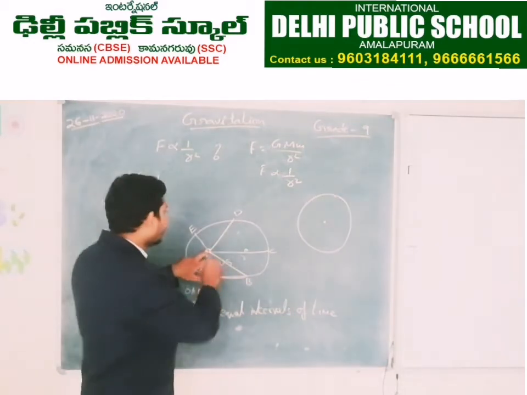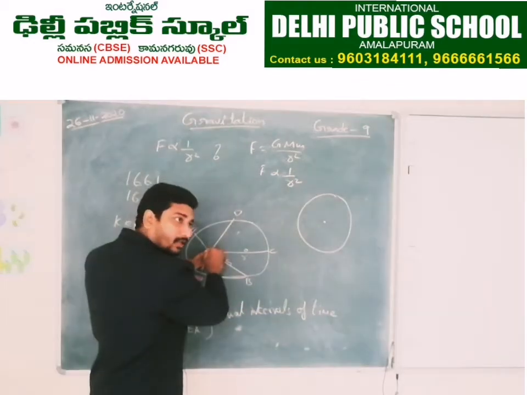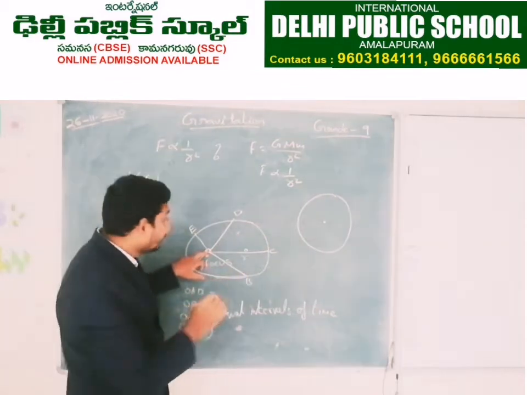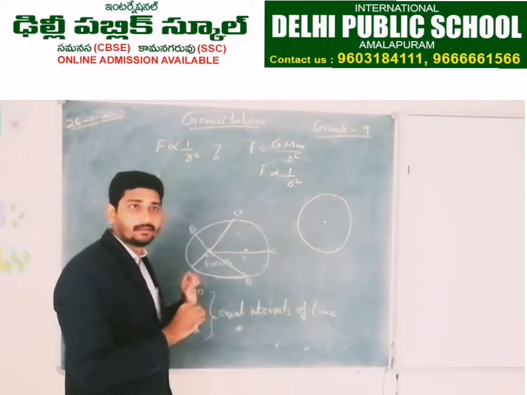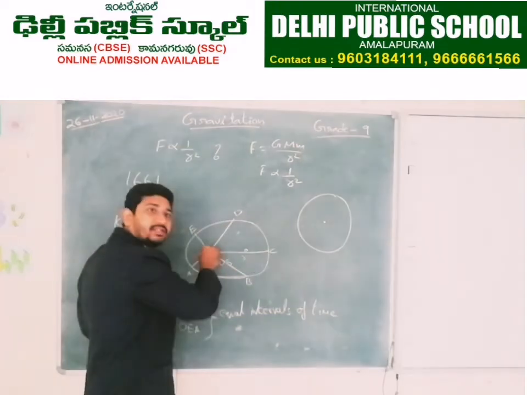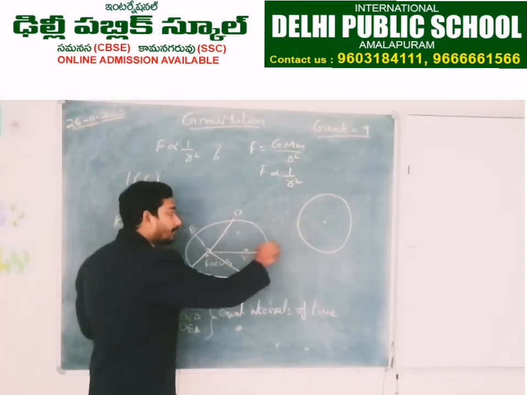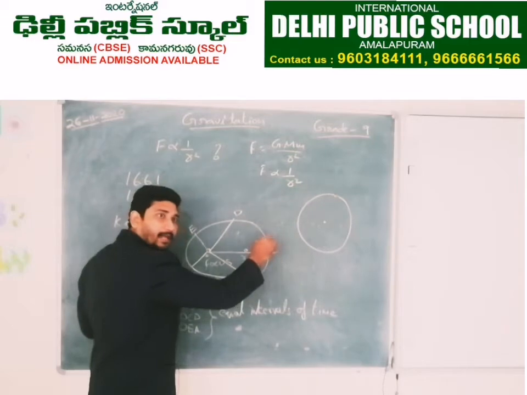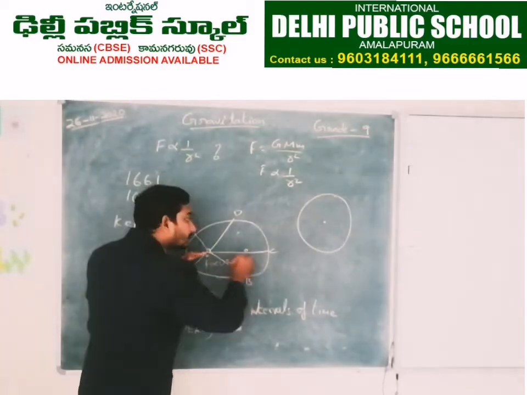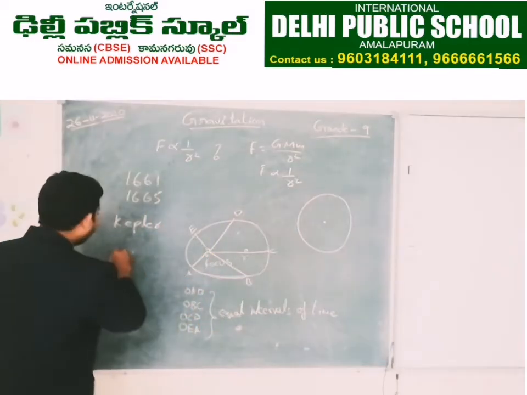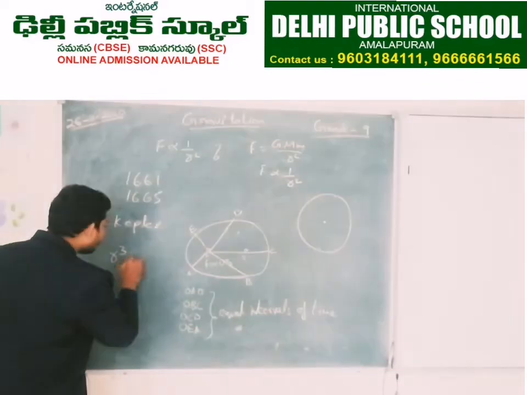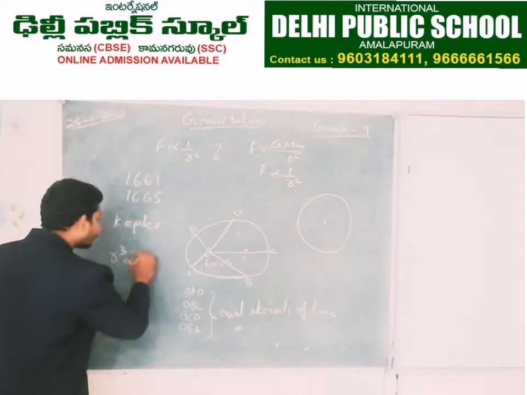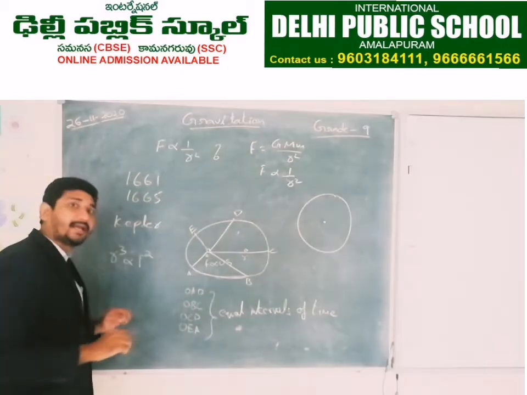Distance between the Sun and the planet means not from the outermost part, but the distance from the middle of the Sun to the middle of the planet. So that distance, the cube of that distance, is proportional to the square of the time period.